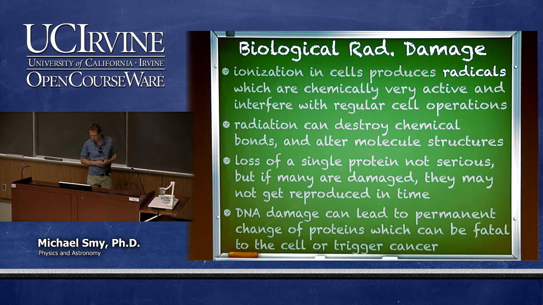Now, the loss of a single protein is typically not very serious, because the cell can produce more of the correct protein. But if too many are damaged in too short a time, then they may not get reproduced in time, and the cell might die. Also, if there's damage to the DNA itself, that means that all future proteins will inherit that damage. And that can be fatal to the cell, or it can induce a cell to become a cancer cell in a multicellular organism.